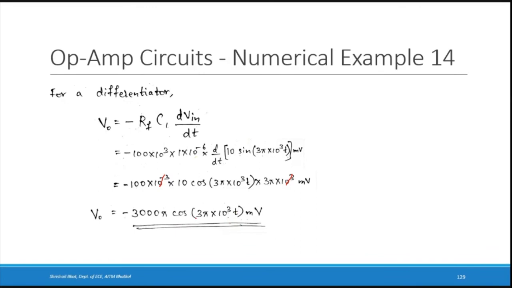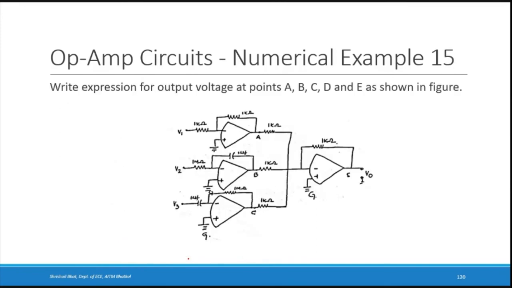Right? So this 3 into 10 raised to 3 I can also write as 3000. This can also be mentioned as 3000 pi t. I mean, minus 3000 pi cos 3000 pi t millivolts. Is it right? So this way, with the given values of RF and C1 and the peak value Vm, first you find what is Vin, substitute that in the equation for V0, and you get the value of V0. Is it clear? Let us take another example.